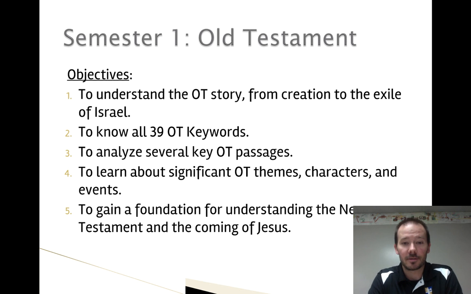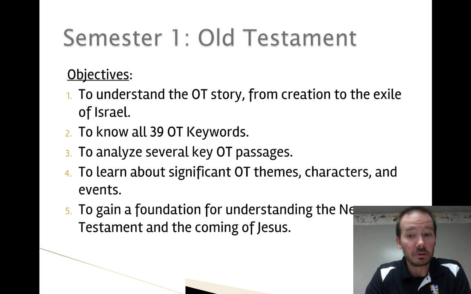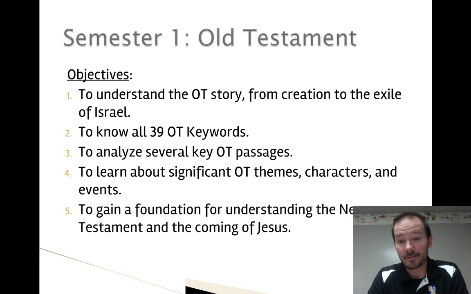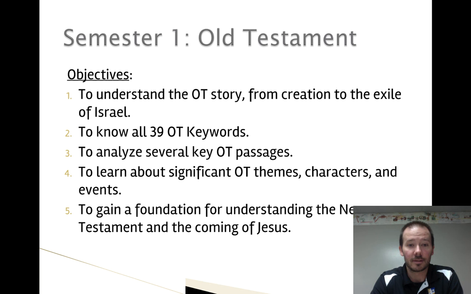Fourth objective for this class is just to learn significant themes, characters, events in the Old Testament. One big theme in the Old Testament is the promises or the faithfulness of God, that God keeps his promises. Some of the main characters, like Adam and Eve, like Noah, like Abraham, like Moses, like Joshua, like David, Daniel. We'll look at some of those famous characters of the Old Testament and some of the famous events as well, like the flood, like the crossing of the Red Sea, like David and Goliath, like Daniel and the lion's den. And so we'll learn about some of the major themes, characters, and events of the Old Testament and how they all fit into the big picture.